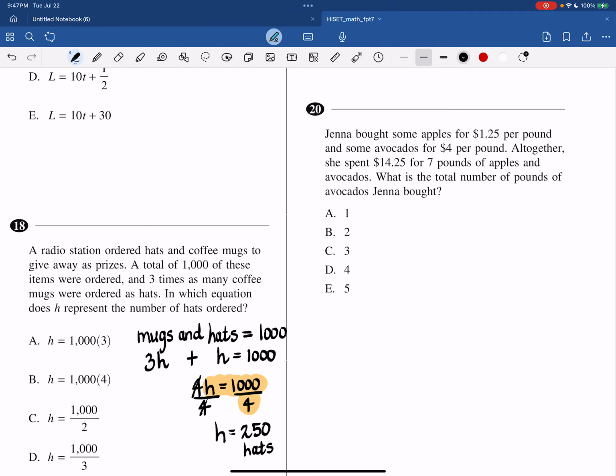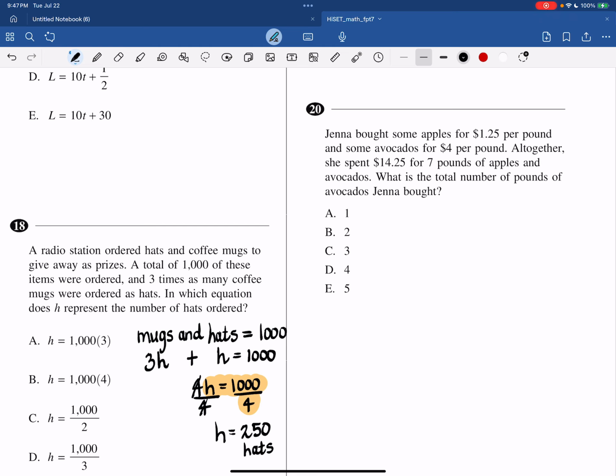Number 20 is another one of those problems where I would probably encourage students just to take a guess, but I'm going to work it for you just so you know how it works. But this is not an easy question. So if you struggled with number 20, there's a reason. It's a tough question.